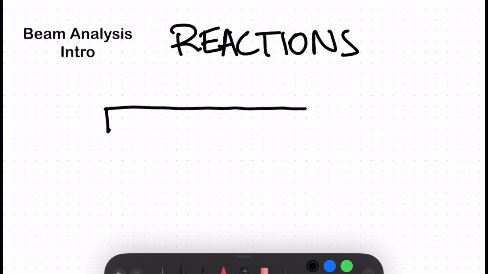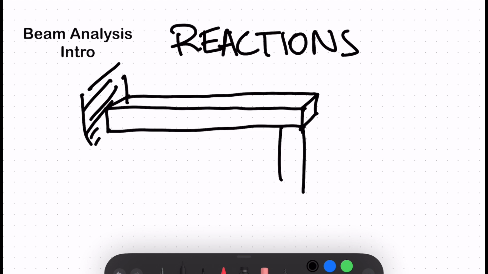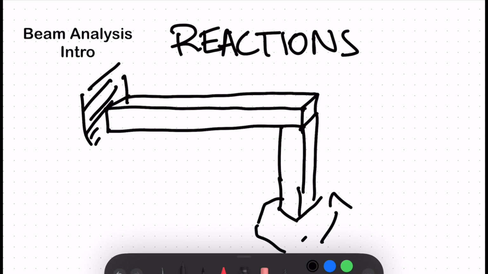You might have a beam that's kind of like this, and this beam might be attached. For example, it might be attached to a wall here, or there might be a column here, attached to a column, right? And then this column goes into the ground. So the function of the beam is to distribute loads to the supports, right?